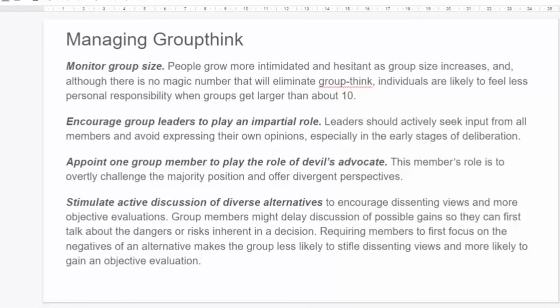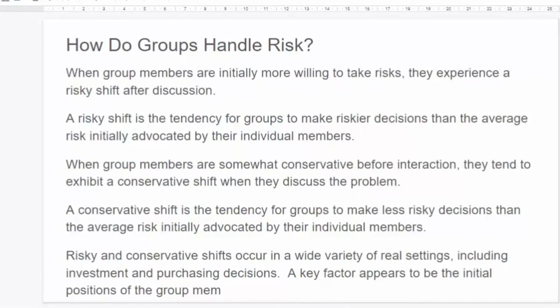The other thing is to stimulate active discussion of diverse alternatives. Now that's the job of the group leader, right? To be able to get as much discussion from different perspectives as possible, because the idea of the group is to take all the ideas in and assess them and then make a good decision based on that. So what we want to do is get group members discussing things, and it says requiring members to focus first on the negatives of the alternative makes the group less likely to stifle dissenting views. So it's just an approach where we assess why we shouldn't do something first as opposed to what we should.